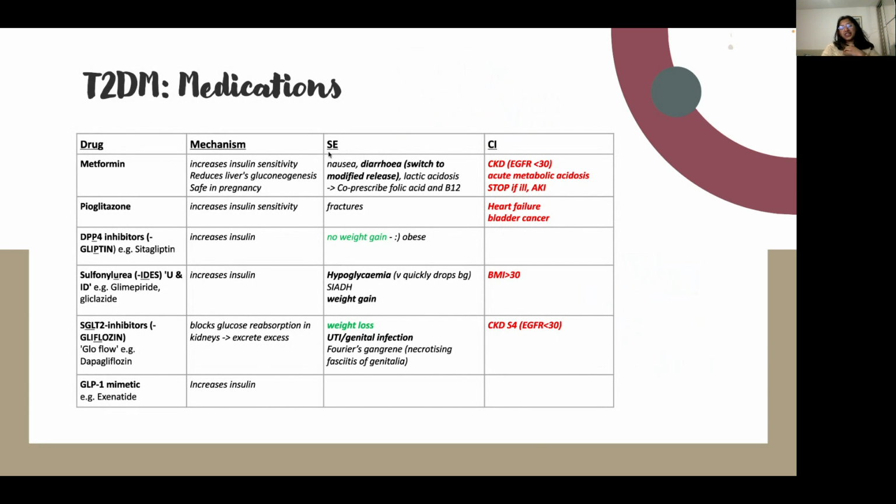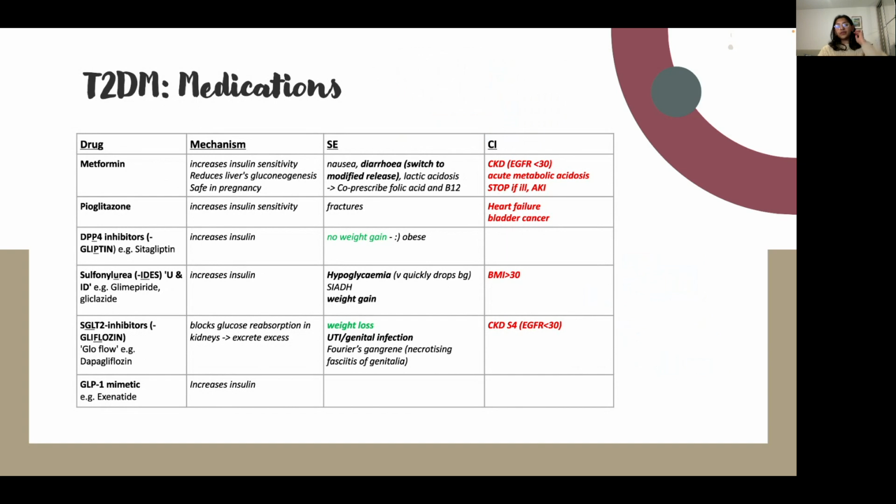Common side effects, like with anything, are nausea and diarrhea. You can switch to modified release metformin, which tends to reduce this side effect. It can also reduce your folic acid and B12 levels, so you might want to give them supplements to top that up. Lactic acidosis is quite a serious side effect of metformin.